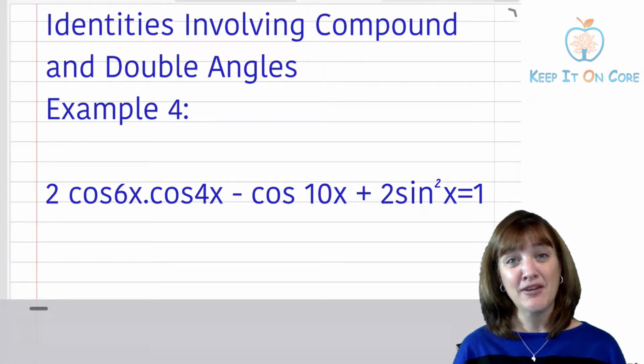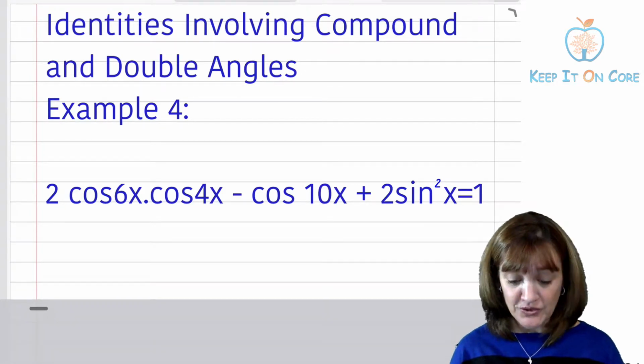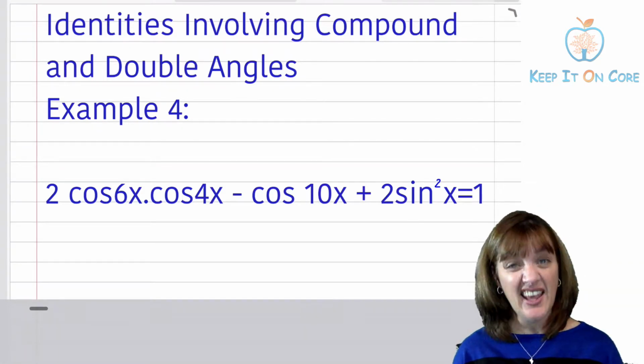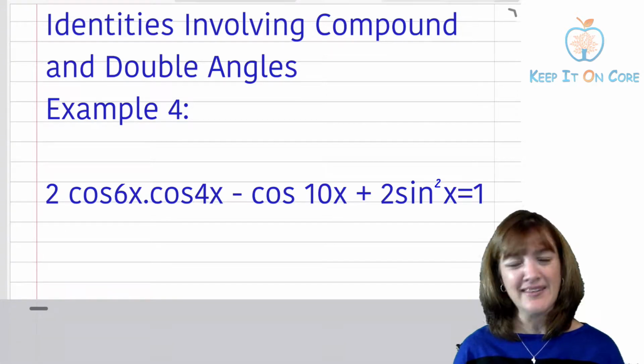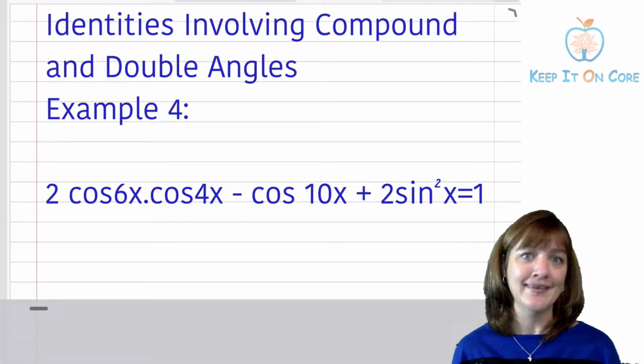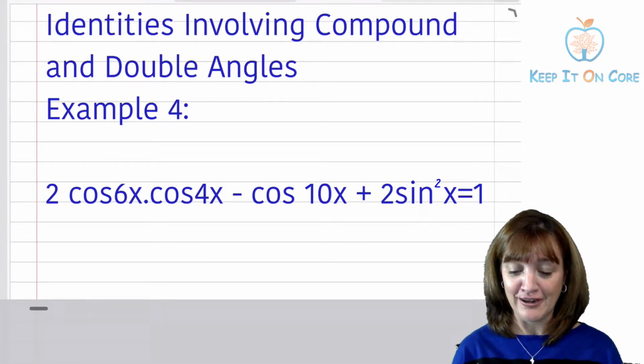Okay, let's have a look at example 4. We've got 2 cos 6x times cos 4x, and then it's minus cos 10x plus 2 sine squared x, and we're trying to get this whole left-hand side to land up equaling 1. So we'll get there. We've just got to figure it out for now.